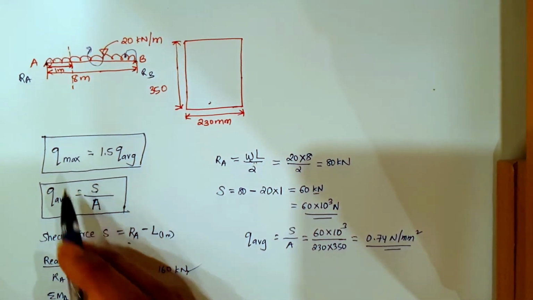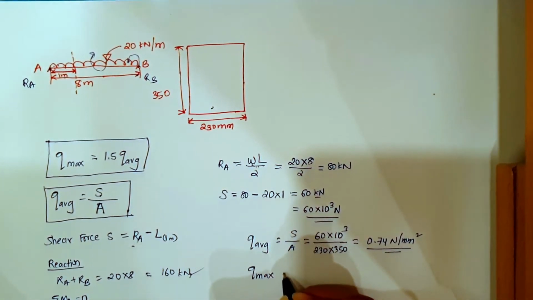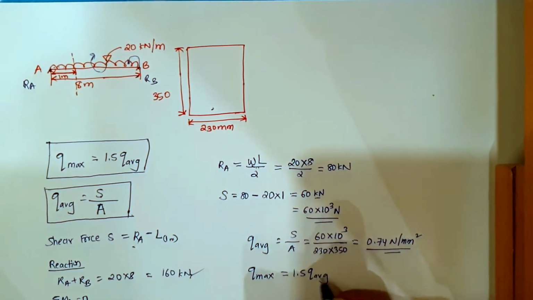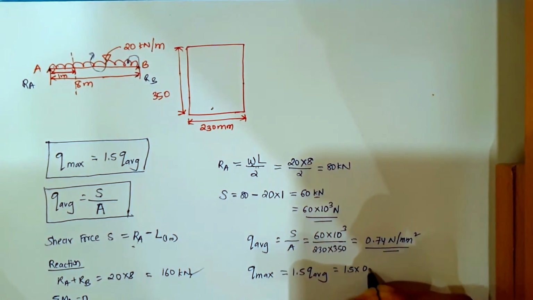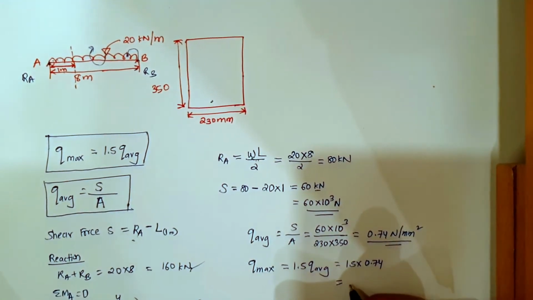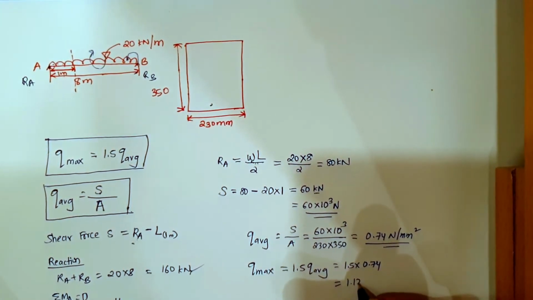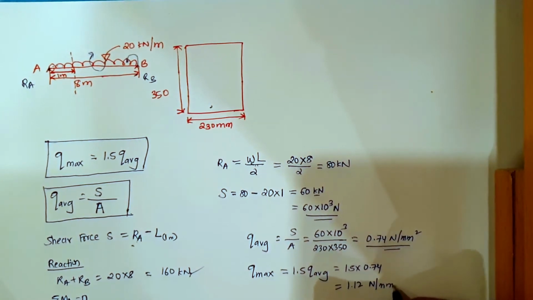Now let's find the maximum shear stress. So Q max will be equal to 1.5 times Q average, right? So how much is this? 1.5 into 0.74. From here you will get 1.12 Newton per mm square.